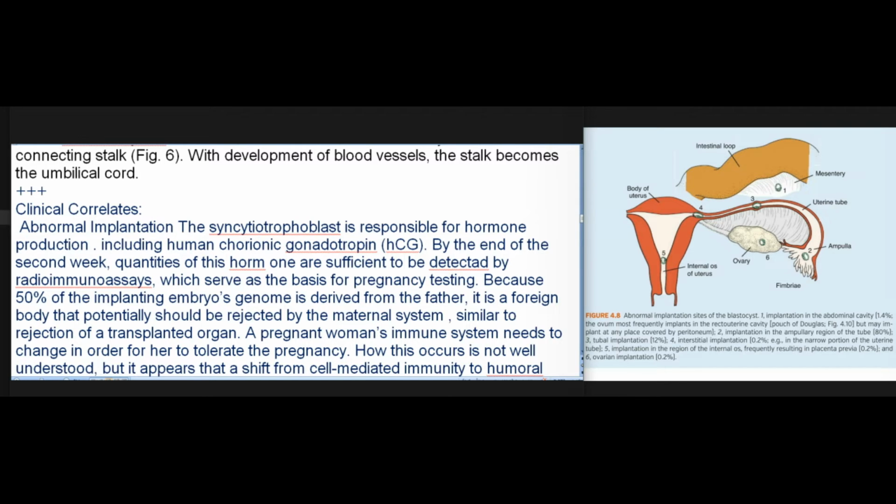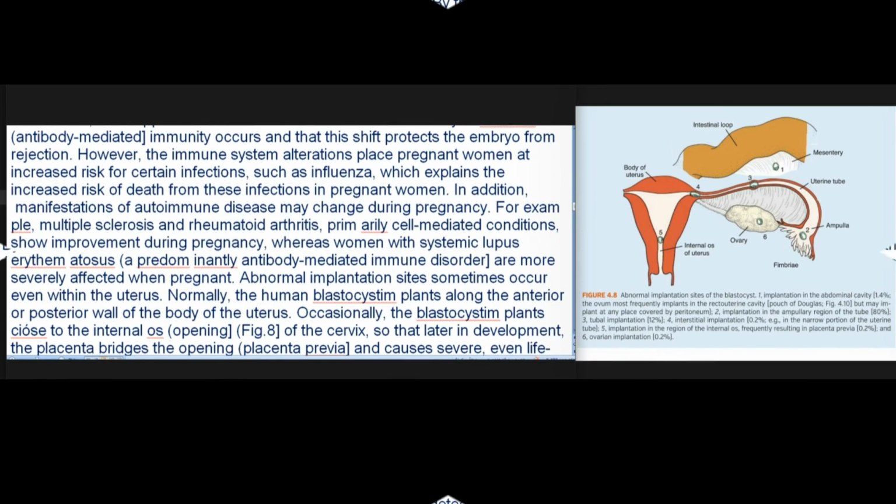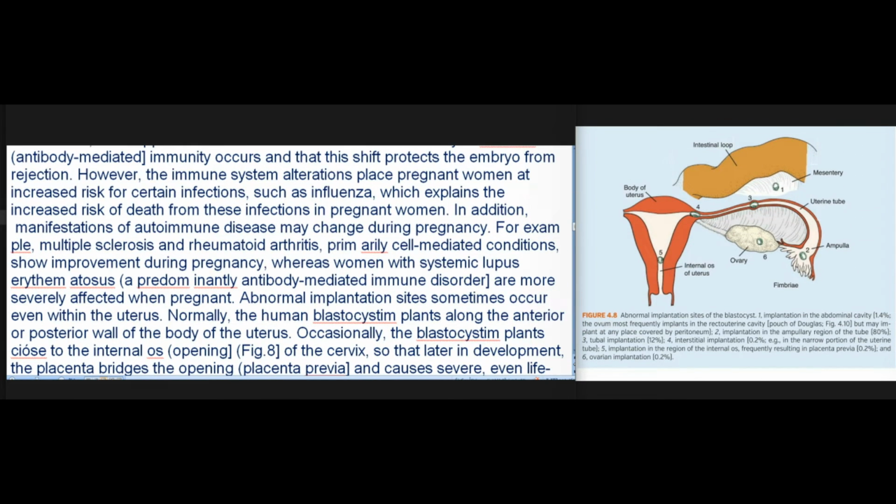Because 50% of the implanting embryo's genome is derived from the father, it is a foreign body that potentially should be rejected by the maternal system, similar to rejection of a transplanted organ. A pregnant woman's immune system needs to change in order for her to tolerate the pregnancy. How this occurs is not well understood, but it appears that a shift from cell-mediated immunity to humoral, antibody-mediated immunity occurs and that this shift protects the embryo from rejection.